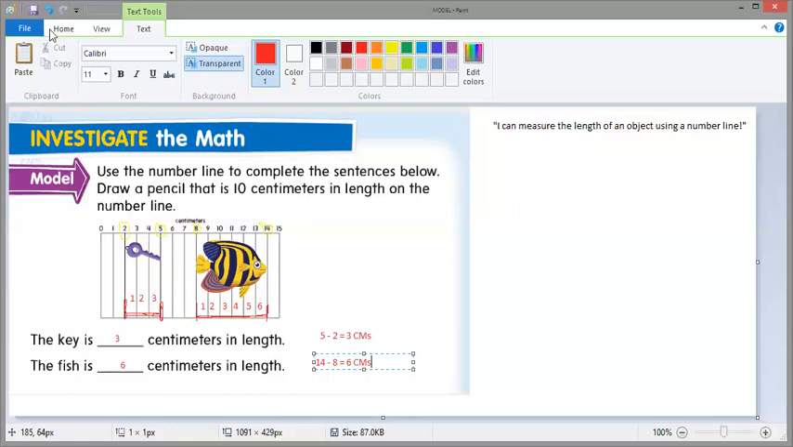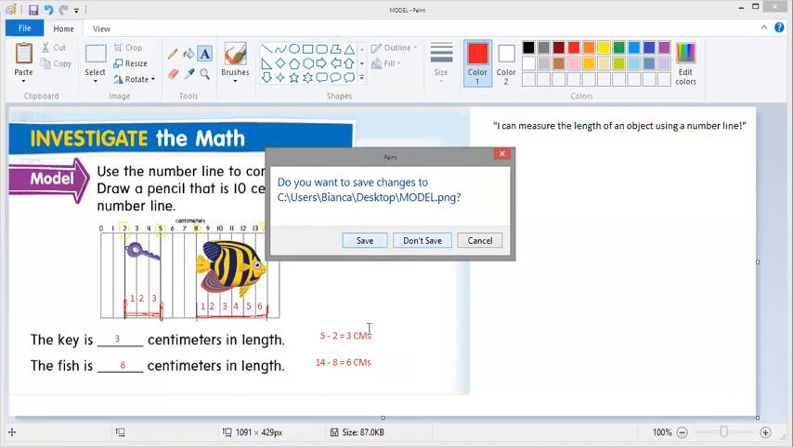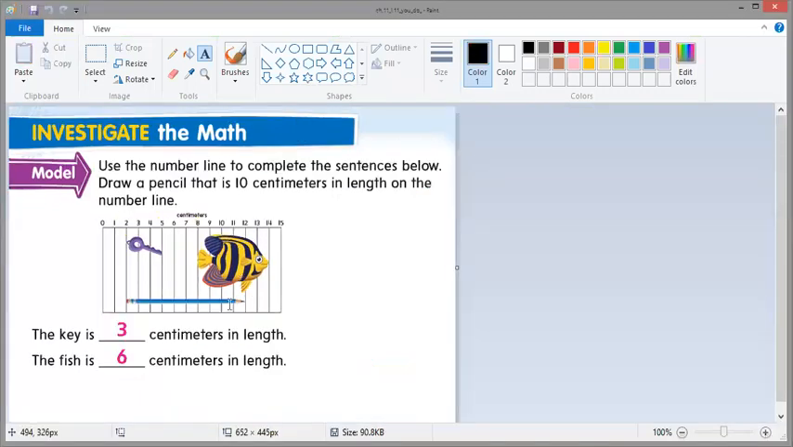All right, let's see if you can do one all by yourself. All right, we're here. So we did the key and we did the fish. Now we have the pencil. Let's go through the steps. I want you to try to think on your own. The first thing you're going to do is decide where the pencil begins and where it ends. Count the spaces in between. Then you're going to write your equation, subtracting where it ends from where it began, and then finishing off your sentence.